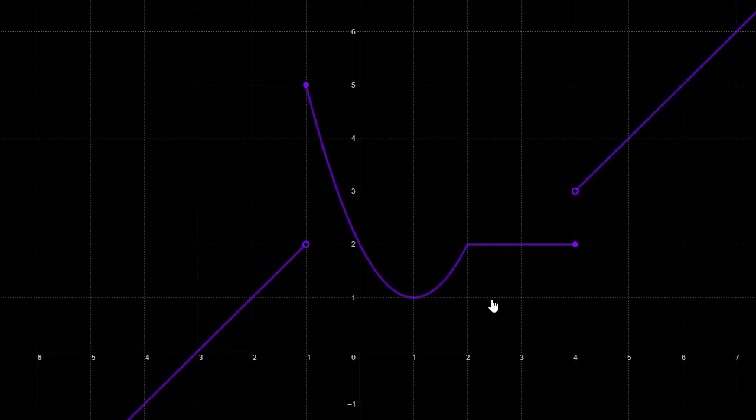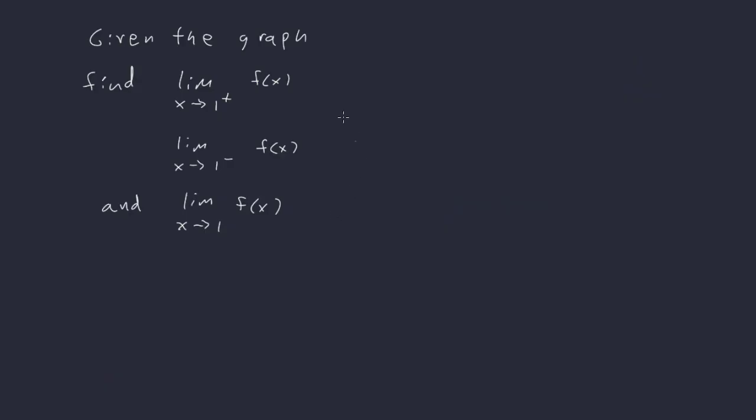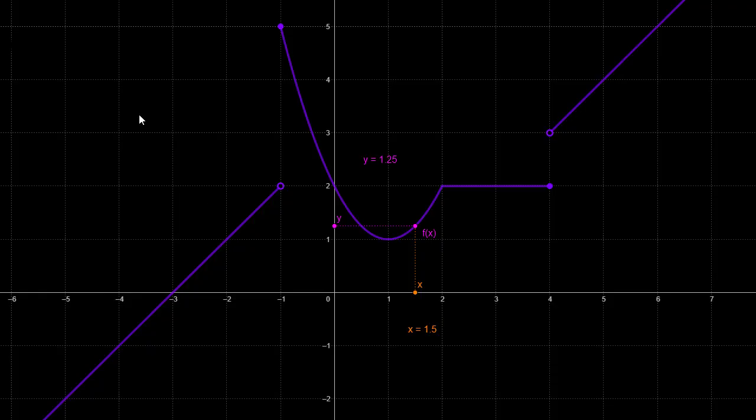Well, let's take a look at an example here. Let's take a look at some limits involving this graph here, this sort of crazy graph. So how I want to start, though, is just finding the limit as x goes to 1. We're going to find the limit as x goes to 1 from the right, from the left, and the two-sided limit.